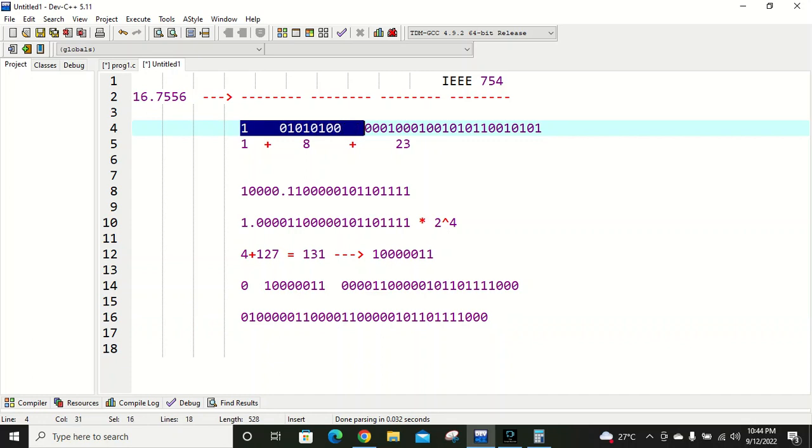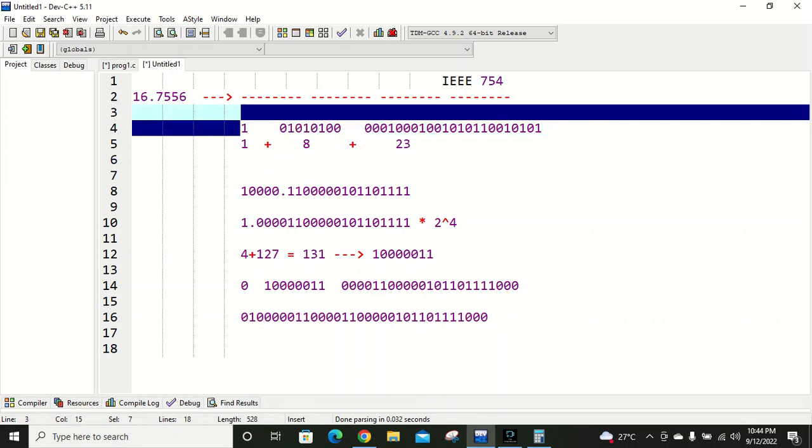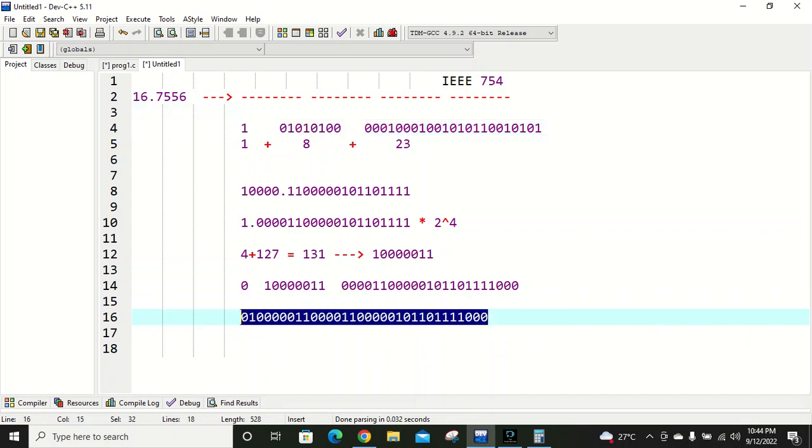So I wrote here to represent it, but this is not the correct answer. This is the correct answer. I am going to check this.